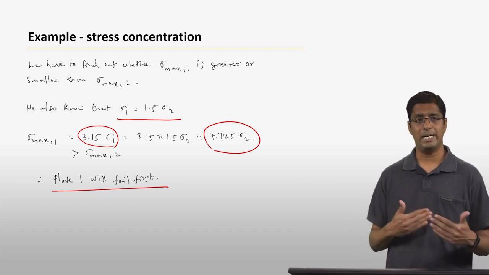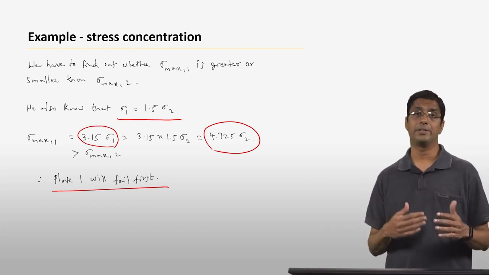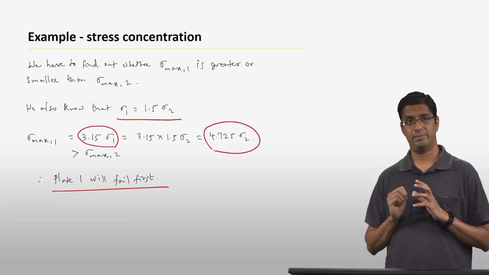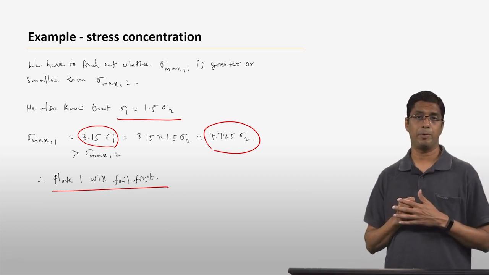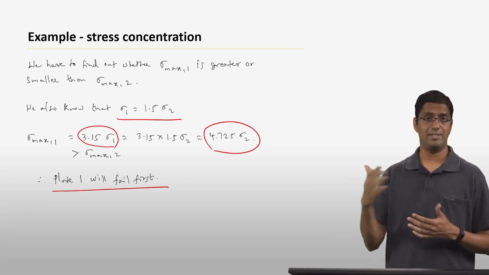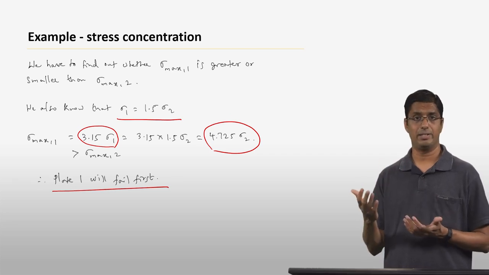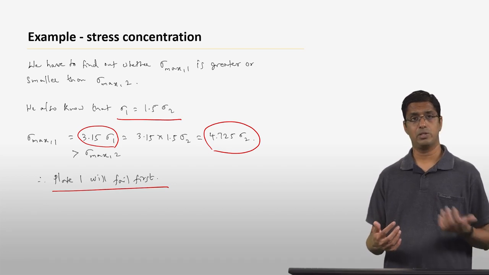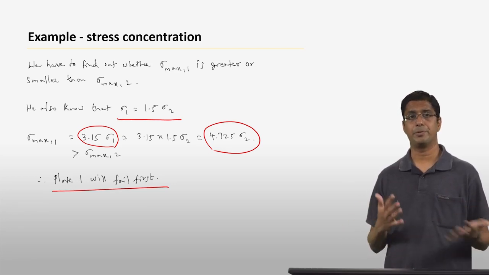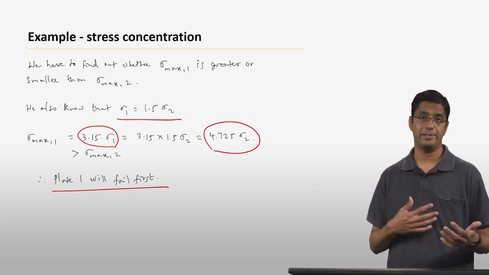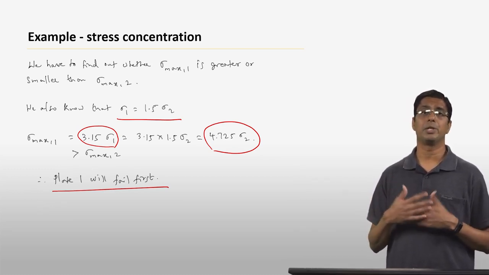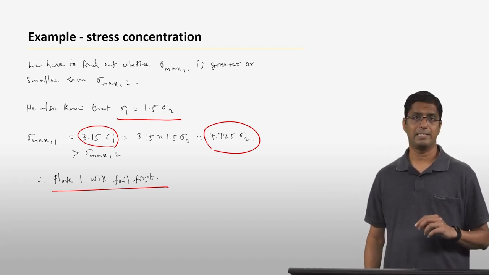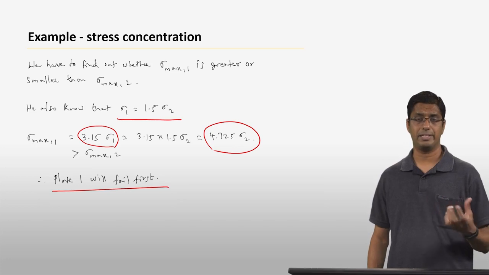Now, if these plates were made of different materials, then you essentially have to find out which one has a higher safety factor. So if plate number 1 has maybe a larger yield strength or ultimate strength, then it's possible that plate 2 might still fail first. In this case, the material properties are the same, so we don't have to worry about that. But if the material properties were different for the two plates, then you have to take that also into account. Okay, so that is a fairly simple example on using stress concentrations and the concepts that you learned.